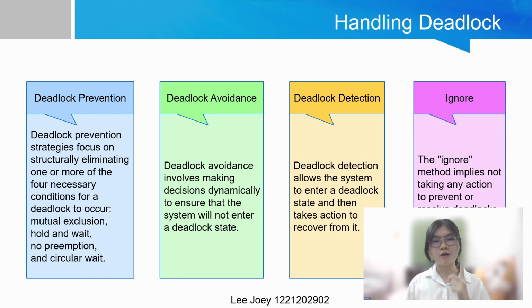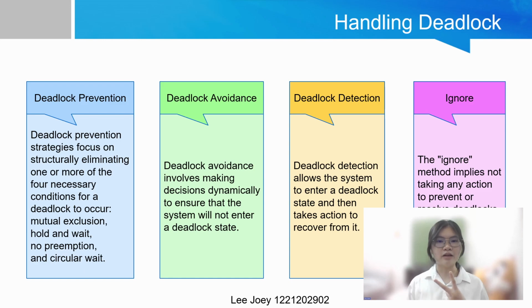The first one is deadlock prevention. The deadlock prevention strategy focuses on structurally eliminating one or more of the four necessary conditions for a deadlock to occur, which are mutual exclusion, hold and wait, non-preemption, and circular wait. This strategy involves specific techniques and policies, such as resource allocation policies, designed to prevent deadlock by carefully managing resource allocation to processes.